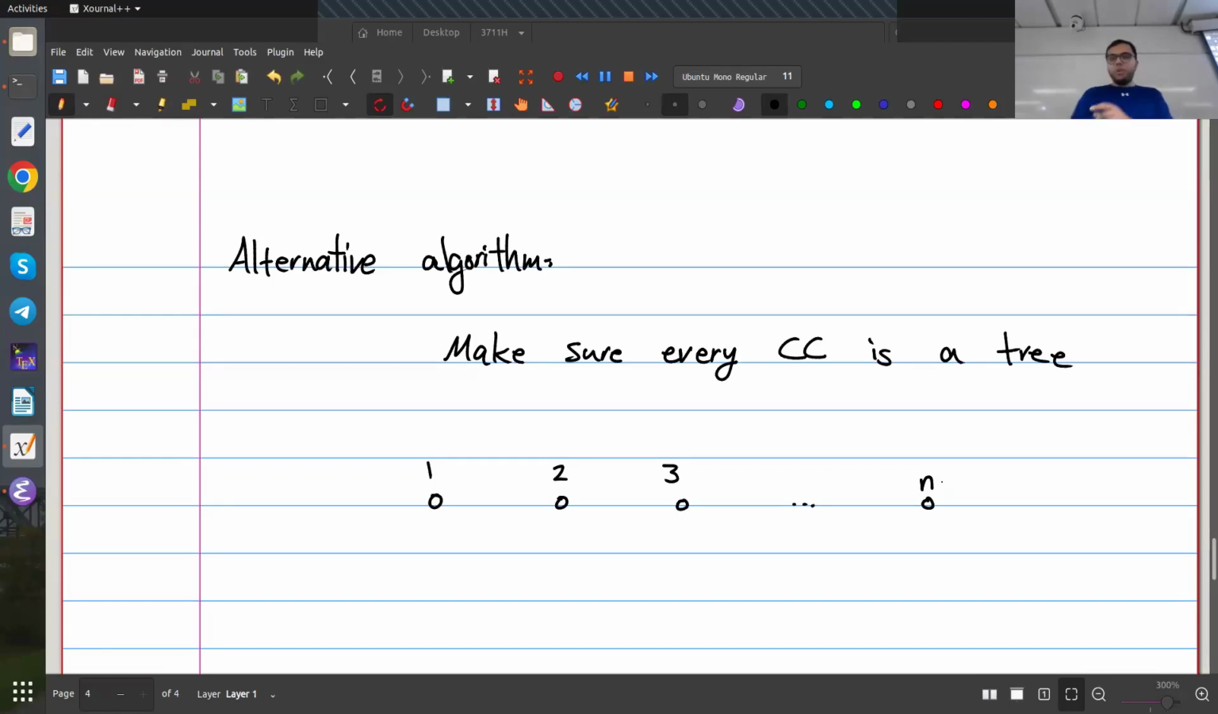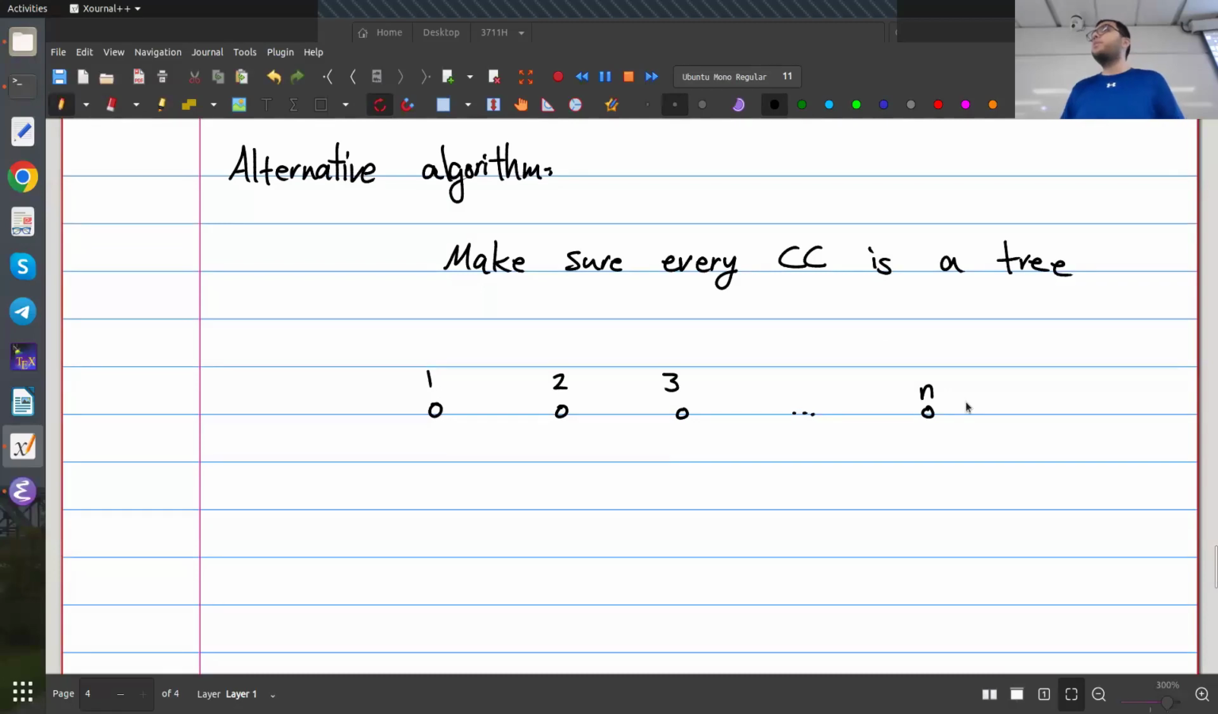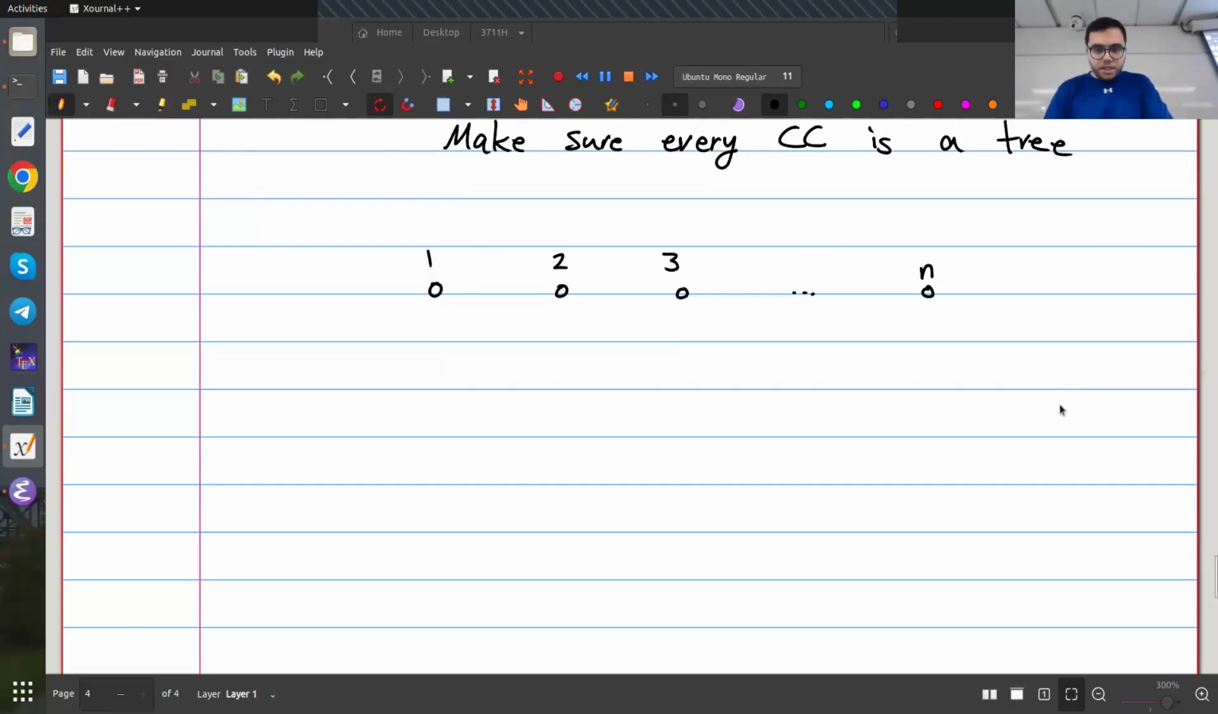And I'm going to save these trees also as directed trees. So I'm going to know who the root is in every tree. So let's say I save every connected component as a rooted tree. And then basically the idea is that I'm going to use the root of this tree as the representative of my connected components. Okay. So two operations.